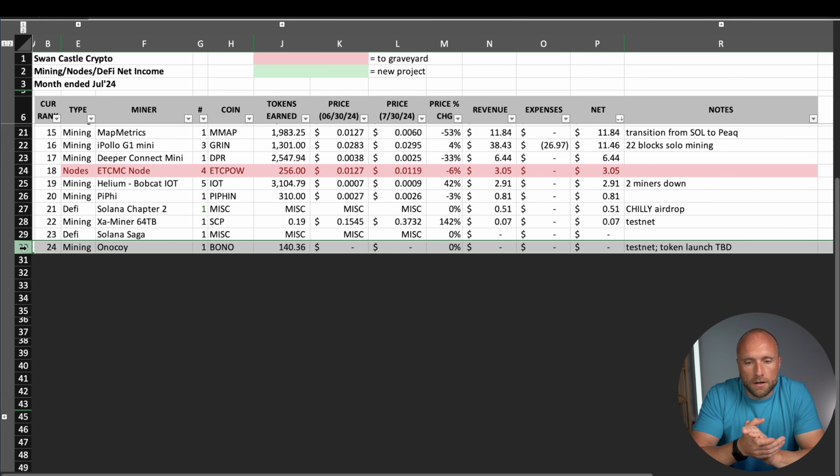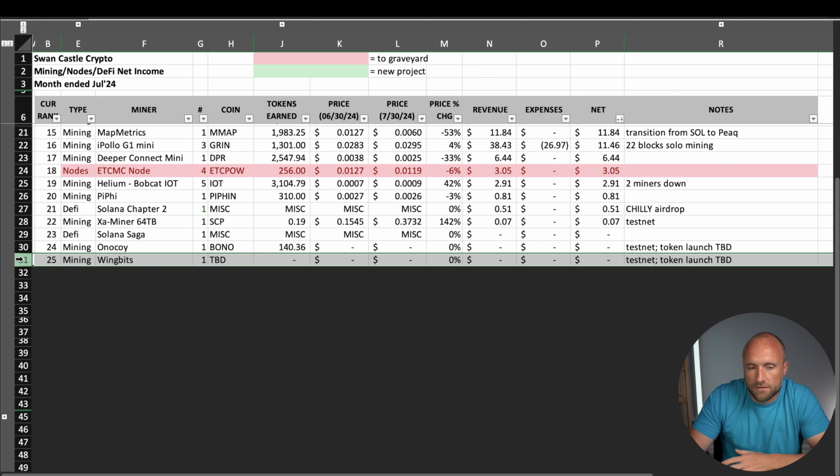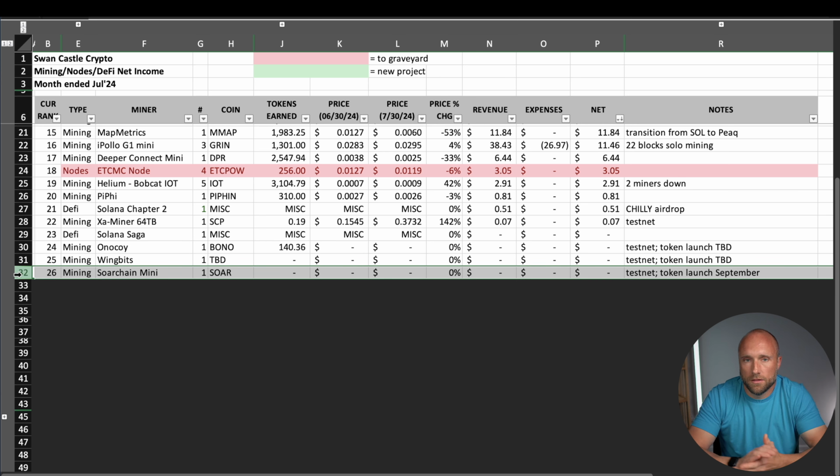Number 24, we have Onocoy. This one is still on testnet, so I'm earning their Bono token. This is a Solana-based project, very similar to GeoNet in terms of geospatial, trying to enhance GPS. So I'm excited for this long-term as they approach their mainnet here, hopefully in the next couple months. Number 25, Wingbits. This is flight tracking, also still on testnet. 26, Sorchin Mini. This is another drive to earn project, very similar to DIMO. They did announce last month they're doing their token launch in September. So it'll be exciting as we approach the mainnet for Sorchin.